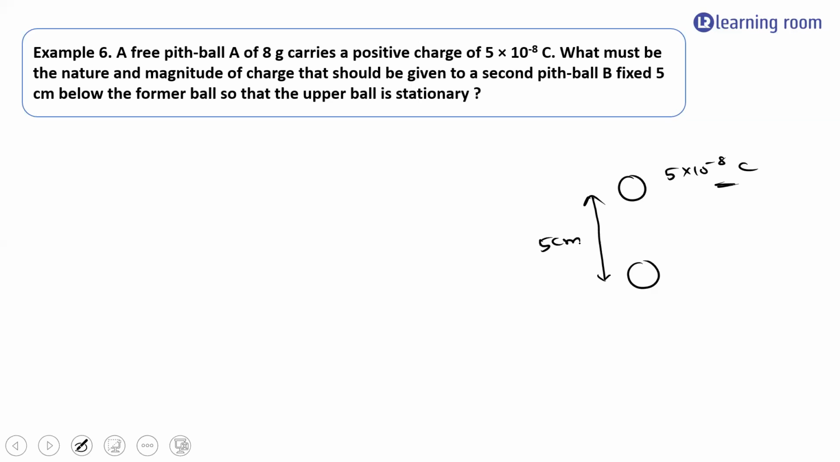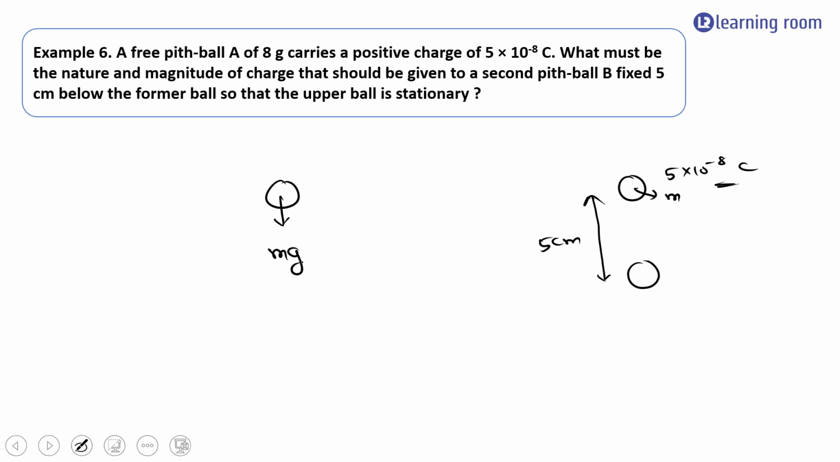So how to do this? So if I have mass present here, right? It has mass. So how is the weight going to act? Downwards. So weight is going to act in the downward direction.